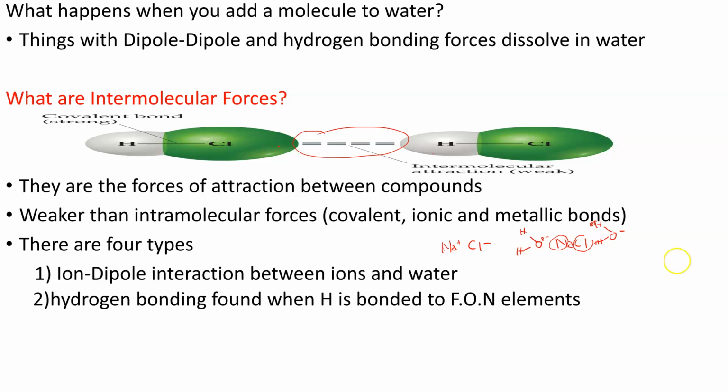What does that mean? That means if I have HF, hydrogen bonding. If I have NH3, hydrogen bonding. If I have H2O, hydrogen bonding. Why? Because in each of these situations, H is attached to either F, N, or O. If I have CH4, no hydrogen bonding. If I have HI, no hydrogen bonding. Why? These do not involve the fun elements. So it's got to be H attached to one of these three to have hydrogen bonding. This is the second strongest intermolecular force.